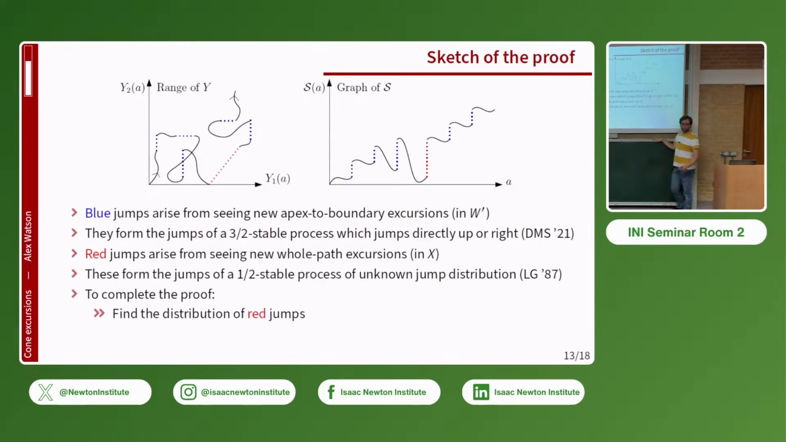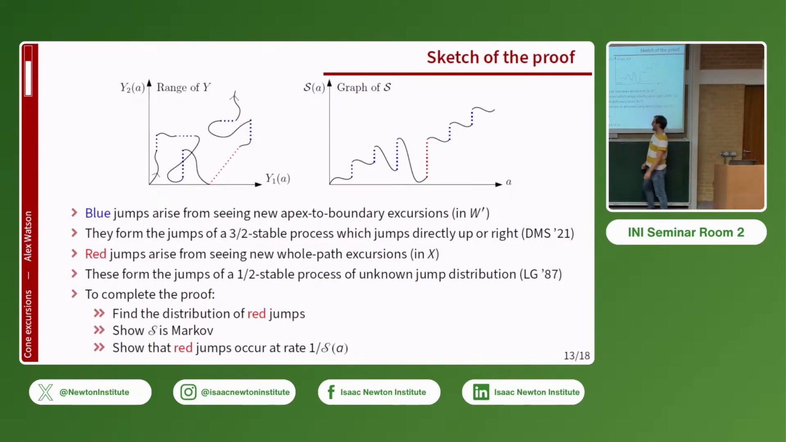I have to work out what the distribution of the red jumps is. So that's sort of completing a particular aspect that was left implicit in Legal's paper. I have to show that this process S on its own is Markov, which is not at all obvious. The Y is Markov, but the S, because you don't know where your jumps are coming from, doesn't have to be. And also, and this part is a bit technical, you have to show that if I just look at S on its own, the red jumps occur at rate 1/SA.